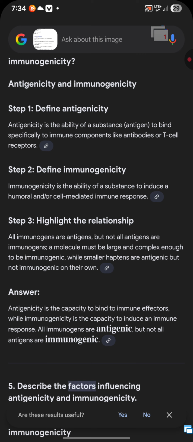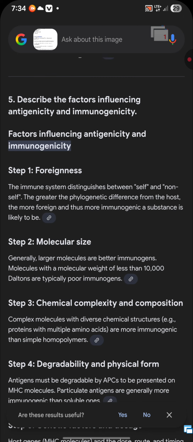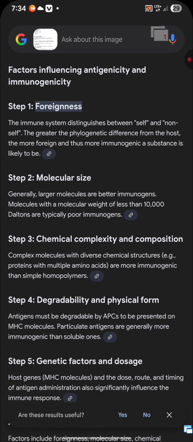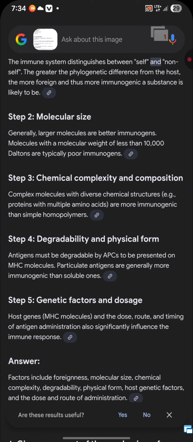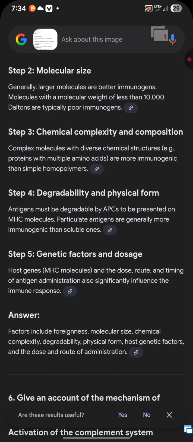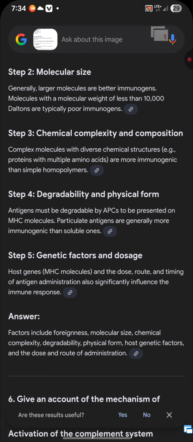5. Describe the factors influencing antigenicity and immunogenicity. Factors influencing antigenicity and immunogenicity. Step 1. Foreignness. The immune system distinguishes between self and non-self. The greater the phylogenetic difference from the host, the more foreign and thus more immunogenic a substance is likely to be.